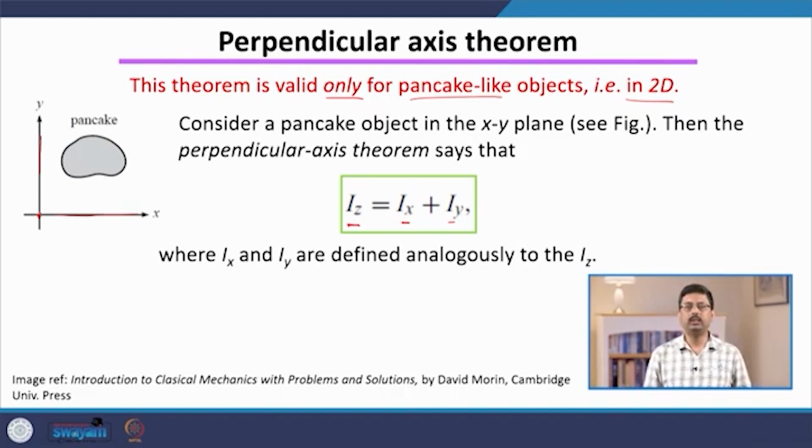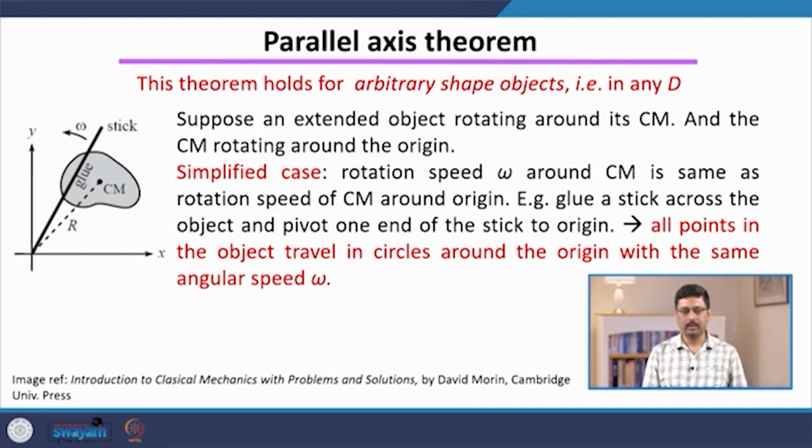We are not going to discuss the proof of the theorem, we will take some examples to check its validity. But the important thing to remember is that this holds only for two dimensional or planar object mass distribution. The next theorem is of more general applicability. It holds for arbitrarily shaped objects in any dimension. This is called the parallel axis theorem.